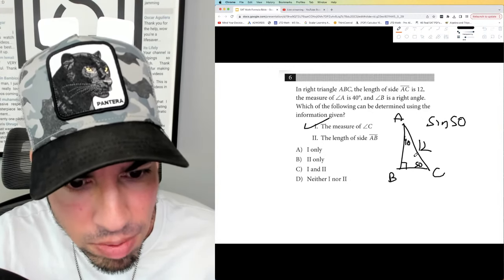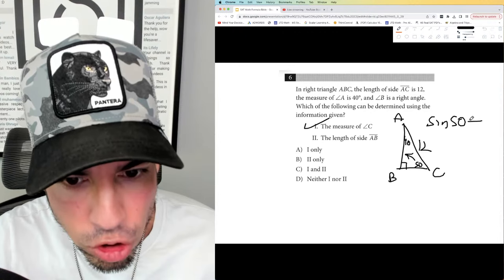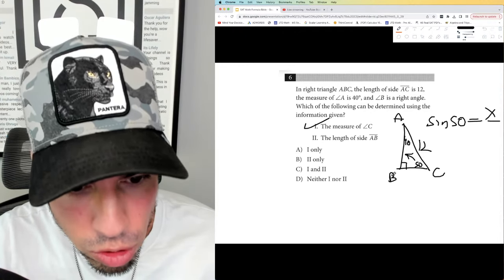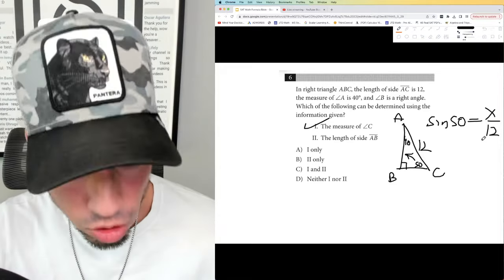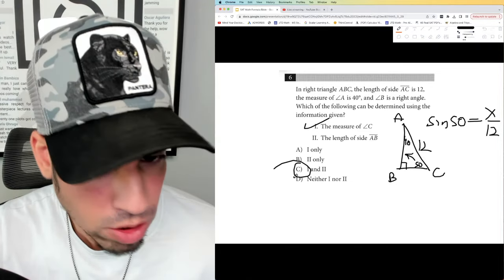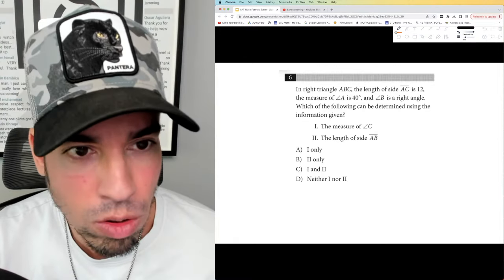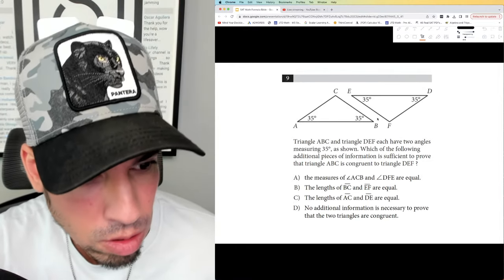I could say sine of 50, which would be opposite, that's our unknown we're solving for, AB over hypotenuse, which is 12. Now you have an equation, so you could figure it out. So we would say 1 and 2, all right? So be familiar with these theorems.